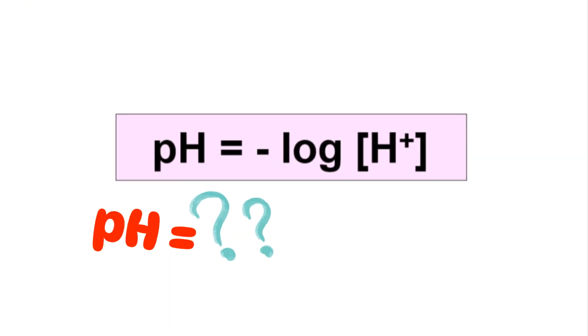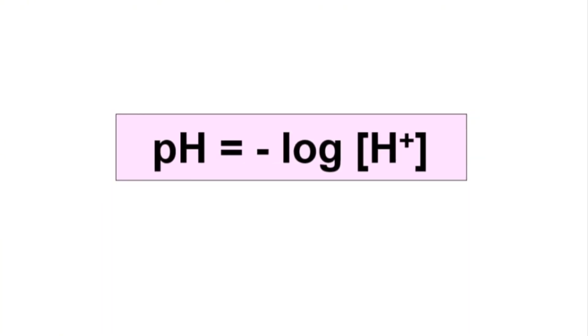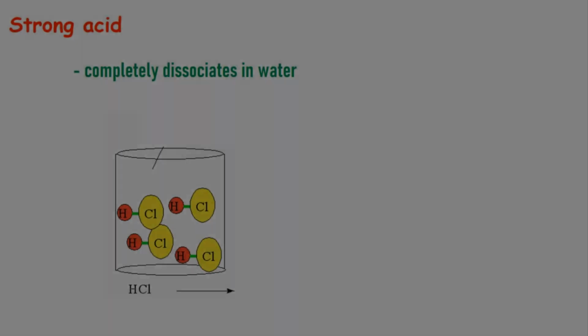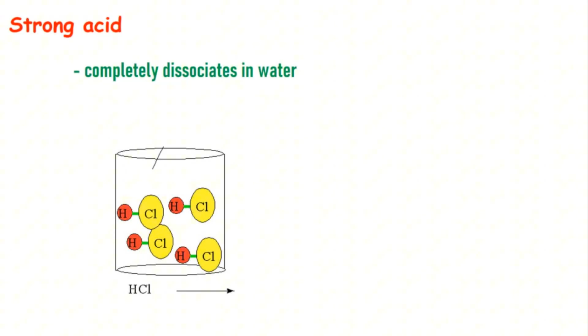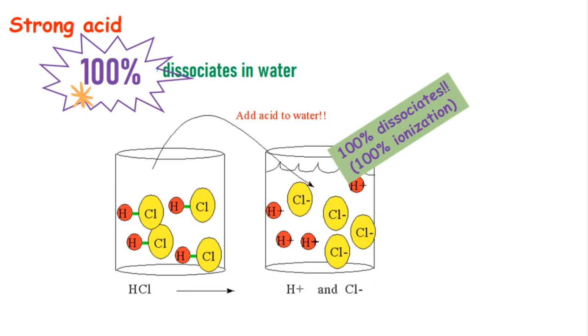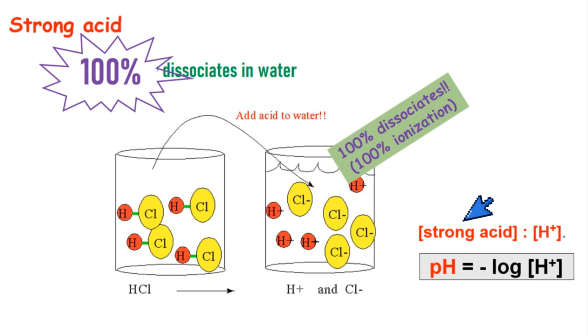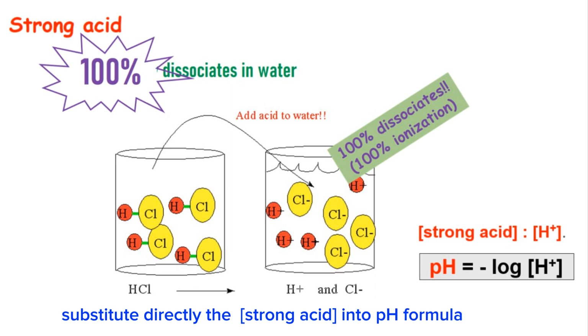To determine the pH value of a solution, we need to determine the concentrations of the hydrogen ion first. For strong acid, it is completely dissociated in water. That means 100% of the strong acid molecule breaks down into its separated ions. Therefore, the concentrations of a strong acid is equal to the concentrations of the hydrogen ions. This is the reason why we can directly substitute the concentrations of the strong acid into the pH formula to determine the pH value of the strong acid.